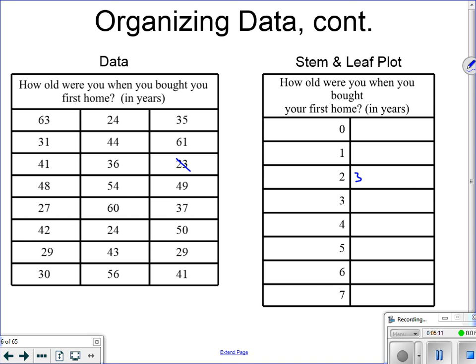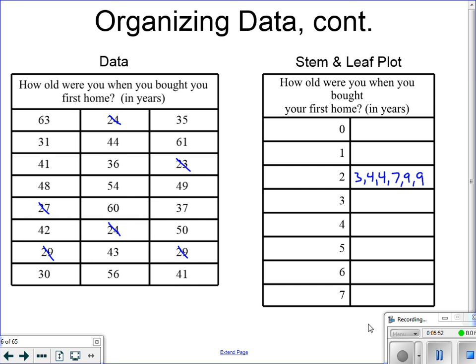Okay, now my next smallest number in our data is 24. So after the 3, I put comma 4. Now we have 2 24s. I also have one down here, so I need to list that twice. Okay, and then my next one is 27. That's my next smallest one, so comma 7. And then I have a 29 down here, and I have another 29 down here.